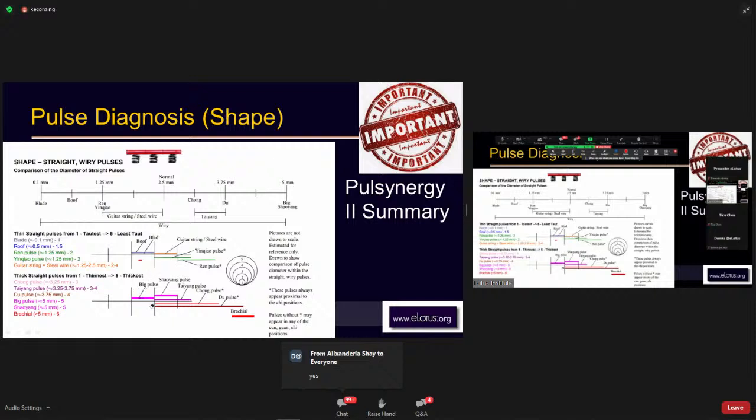Okay, so same thing here. The straight, thick pulses, you have the big pulse that's usually in the Guan position, and then the Shao Yang pulses here, Tai Yang pulses the Ci, and then also beyond the Cong pulse, the Du pulse, and the brachial pulse, where the elbow is, we put down here at the very end. So this gives you a good overview of where the pulses are and how tight they are, and also how thick they are. So that's this chart on the thickness.